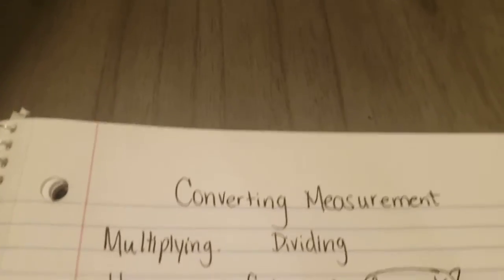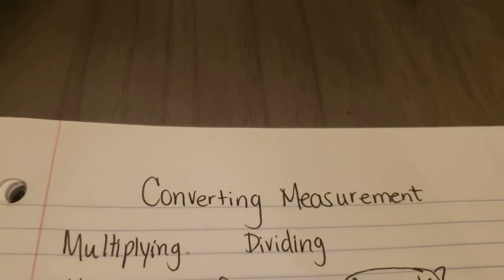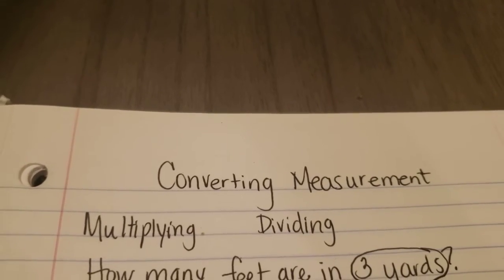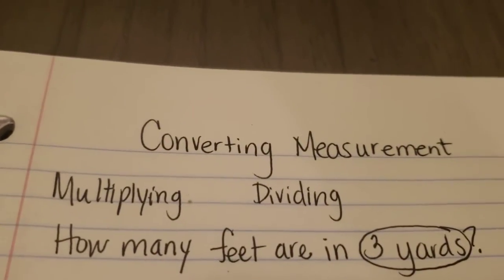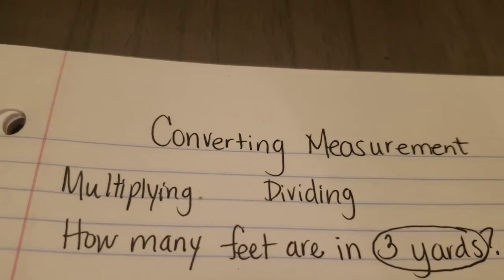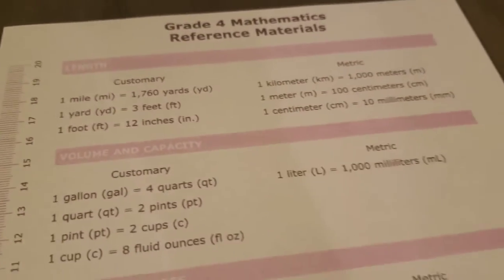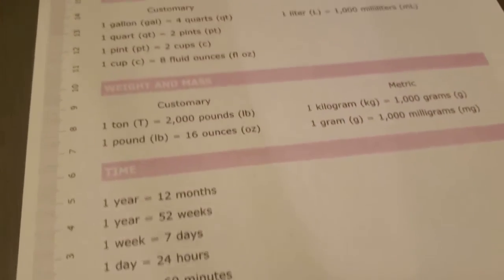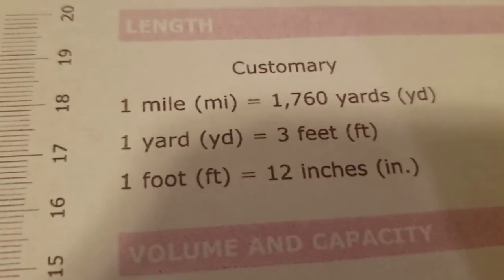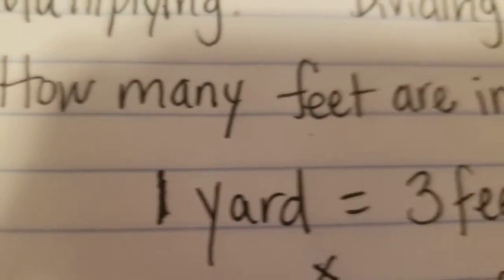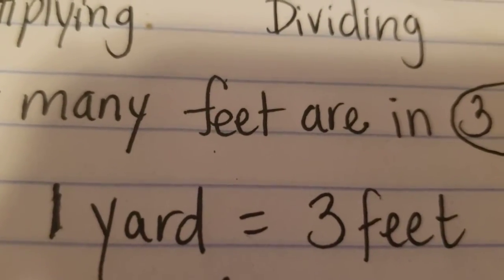All right, so basically, with converting measurement, we're either going to be multiplying or we're going to be dividing, but that's going to depend on which one of our formulas we use over here. So let's look at our very first problem. How many feet are in 3 yards? Well, I don't know. Let me go over to my handy dandy chart. Let me look and see, do I see anything with feet and yards? And bam, there it is. So I come over and I write down that 1 yard is 3 feet.